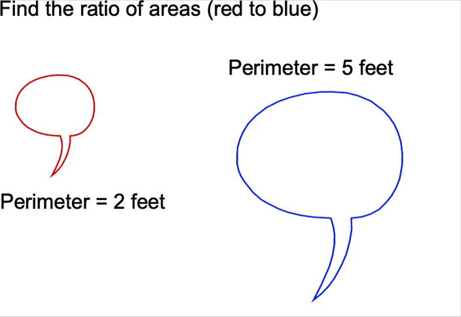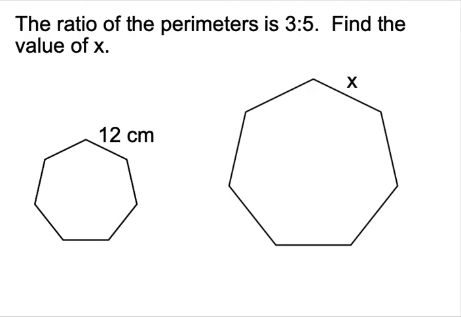So if I take the ratio of the perimeters, it's 2 to 5. The ratio of the areas is going to be the square of that. So these areas relate with a ratio of 4 to 25. That means the red shape has an area that is 4/25, approximately 1/6, the size of the blue shape. The ratio of perimeters here is 3 to 5.